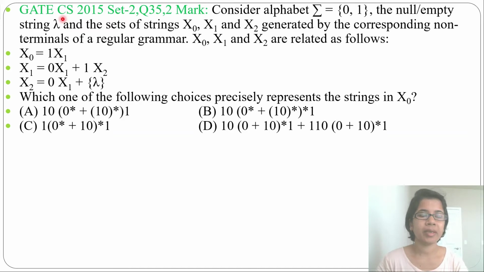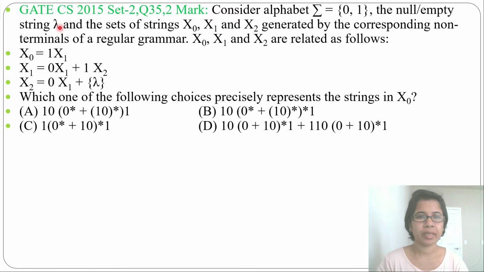Hi, let's solve another previous question of regular language TOC. This question was asked in GATE 2015 set 2. It was question number 35 and it is a 2-mark question. Let's read the question. Consider alphabet sigma equal to 0, 1, the null or empty string gamma.